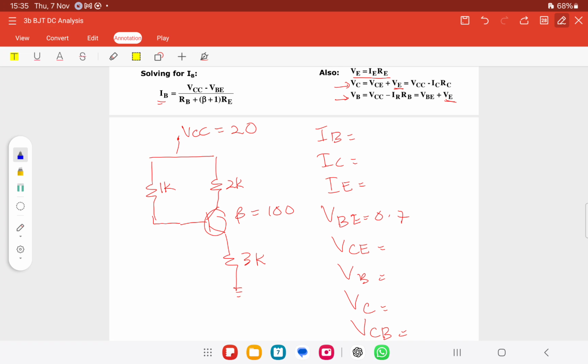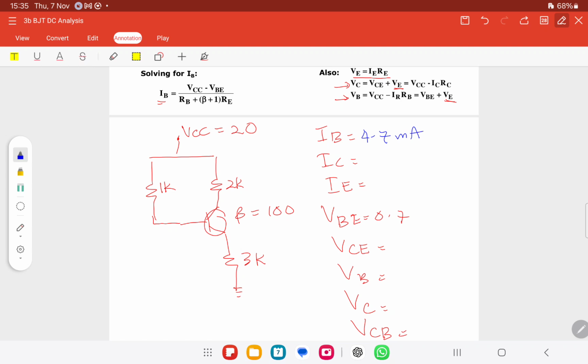40? 4.7? Micro, mili? Meter. Bukan meter ya, ampere. Micro ke mili? 4.7 darab 10 negatif 3. Okay, mili.